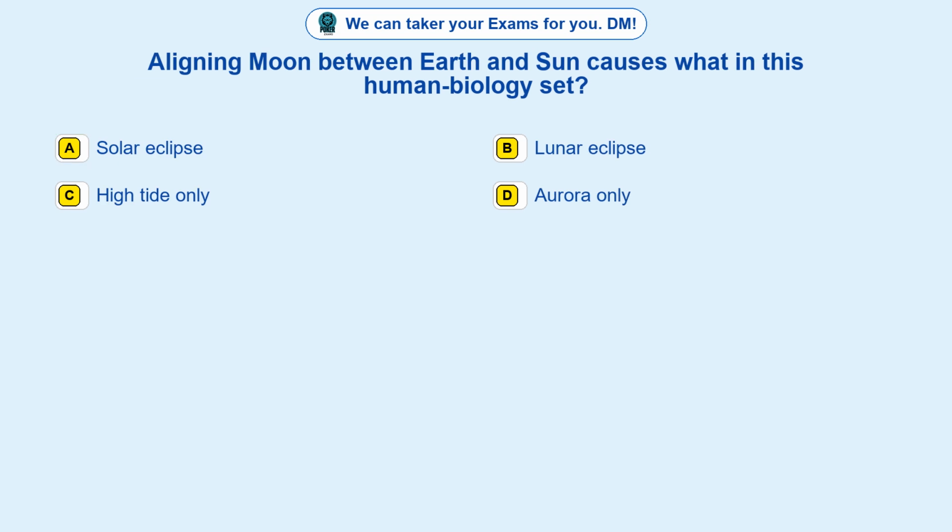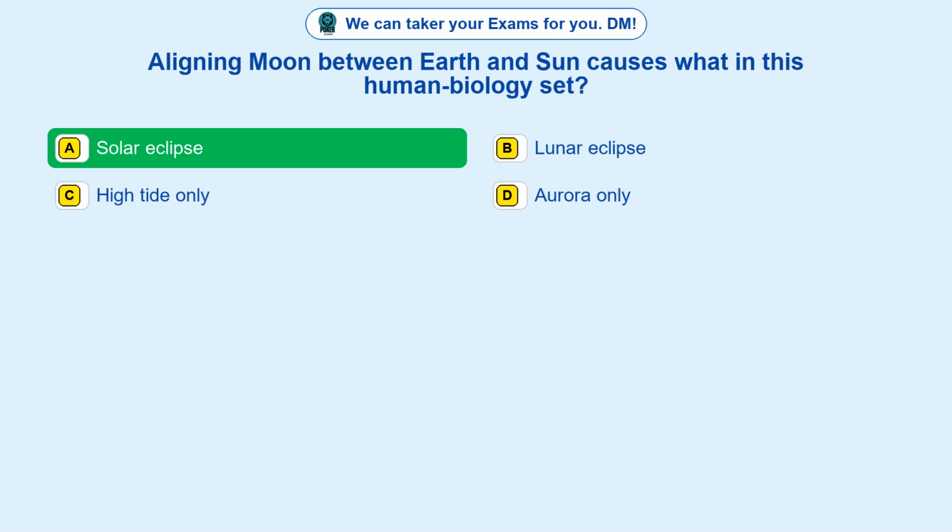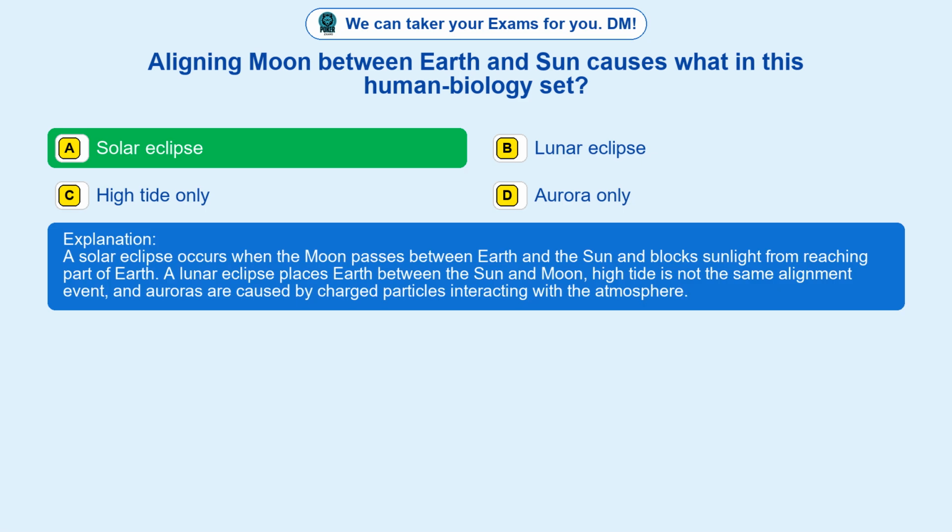Question 92. Aligning moon between Earth and Sun causes what in this human biology set? Option A, solar eclipse. Option B, lunar eclipse. Option C, high tide only. Option D, aurora only. The correct answer is option A. Solar eclipse. A solar eclipse occurs when the moon passes between Earth and the Sun and blocks sunlight from reaching part of Earth. A lunar eclipse places Earth between the Sun and Moon. High tide is not the same alignment event, and auroras are caused by charged particles interacting with the atmosphere.